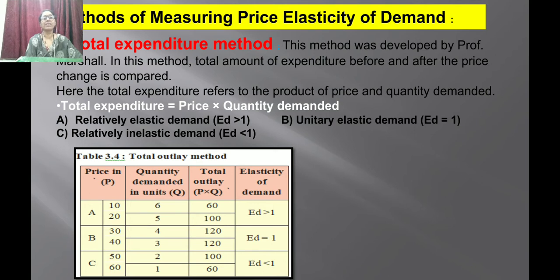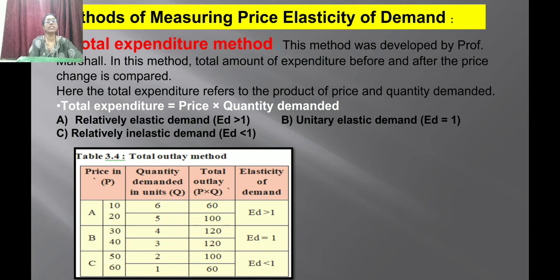But it decreased, but not by 50%. There was a rise in price, but did the quantity demanded fall in the same proportion? No, it didn't fall. So 10 into 6 is equal to 60, and 20 into 5 is equal to 100. So the change in quantity is less than the change in price. So ED is greater than 1. Elasticity of demand is greater than 1.